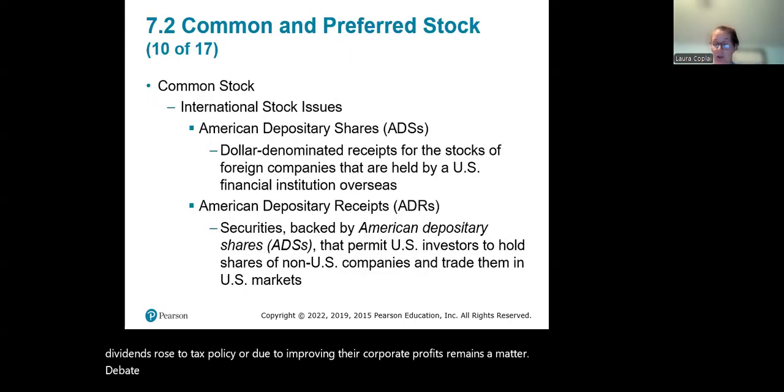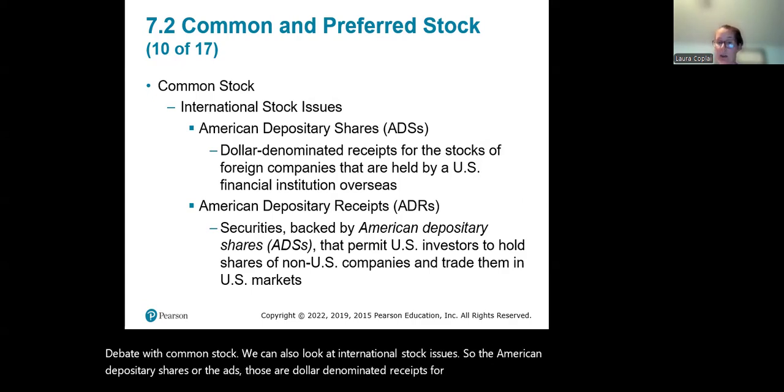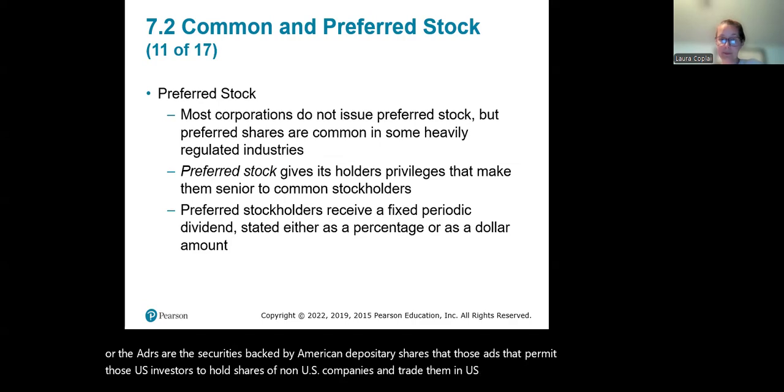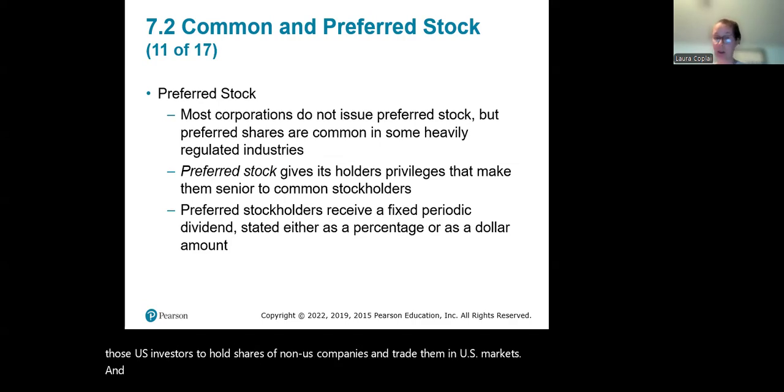With common stock, we can also look at international stock issues. So the American Depositary Shares, or the ADSs, are dollar-denominated receipts for the stocks of foreign companies that are held by a U.S. financial institution overseas. The American Depositary Receipts, or the ADRs, are the securities backed by American Depositary Shares, those ADSs, that permit U.S. investors to hold shares of non-U.S. companies and trade them in U.S. markets. And then we can look at preferred stock.